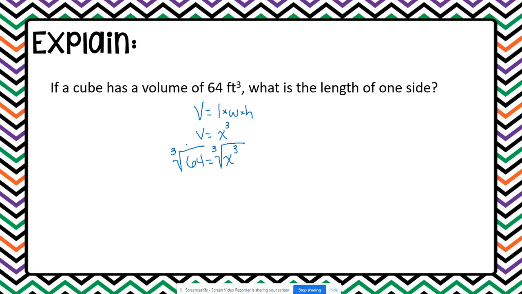Remember, cube root is not the same as square root. It's very easy to get confused with a number like 64 because 64 is both a perfect square and a perfect cube. But the cube root of 64 is actually 4, not 8. The cube root of x cubed is just x. So that means that one side length of this cube is equal to 4 feet.